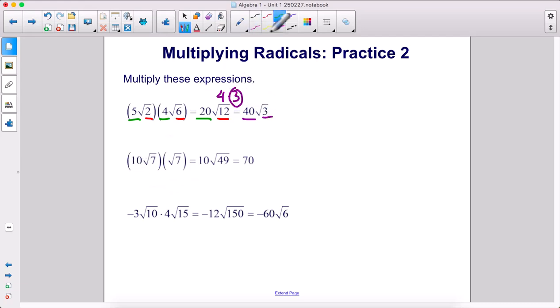We have 10 times 1 is 10. 7 times 7 is 49, but the square root of 49 is 7. So therefore 7 times 10 gives us 70. Negative 3 times 4 gives us negative 12 out front. 10 times 15 gives us 150 under the radical, which can be further simplified to negative 60 times the square root of 6.